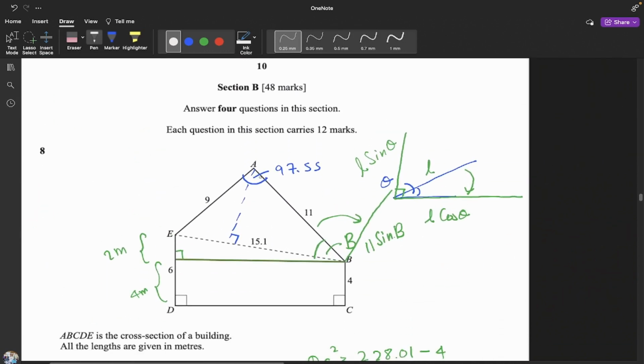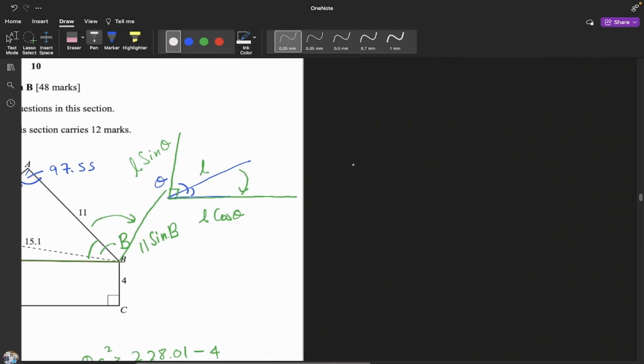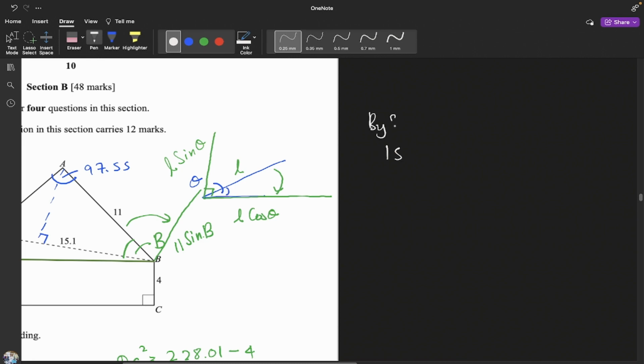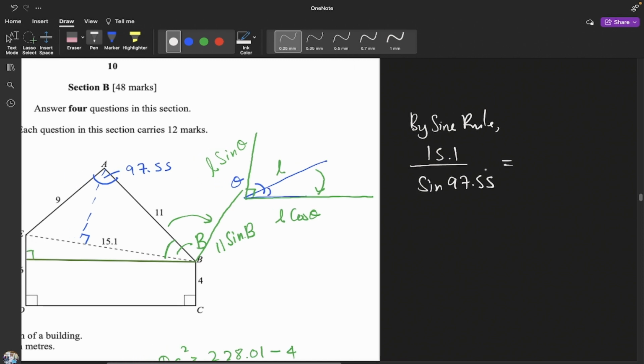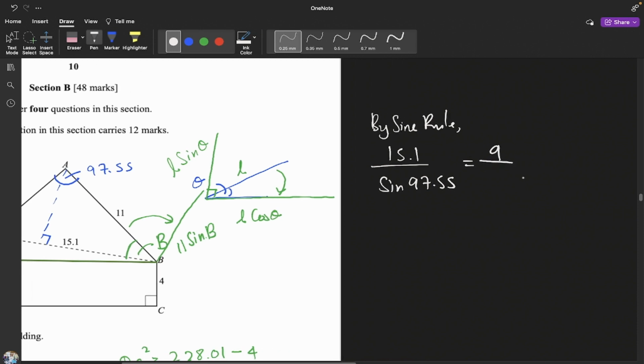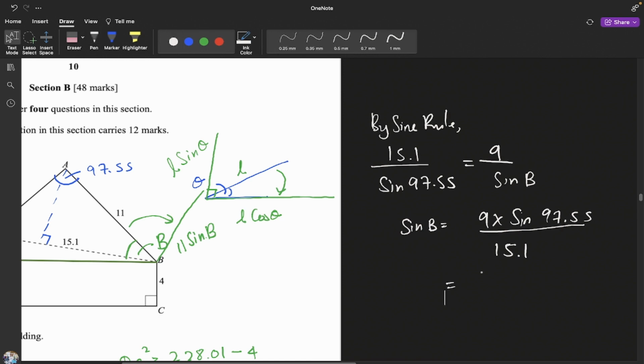Here we have two angles. We already know 97.15, this angle and this angle. So we can say, by sine rule, 15.1 divided by sine 97.55 is equal to 9 over sine B. So now you can make sine B the subject. Sine B is equal to 9 multiplied by sine 97.55 divided by 15.1.